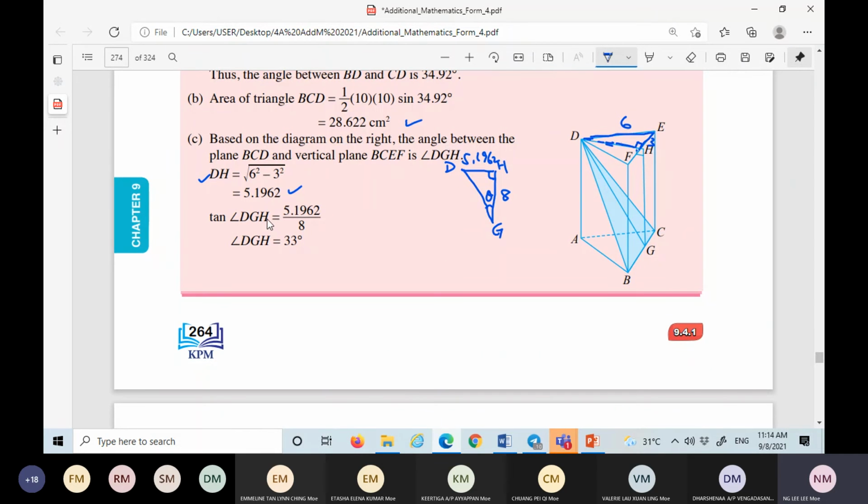Okay, next they're using tangent. Because this is opposite with this angle that you want to find, and then this is adjacent. This is hypotenuse. So O over A, you're using tangent. So O is 5.1962 divided by 8, and then shift tangent to get the answer for the angle. So this is why I say that the three-dimensional questions sometimes are not easy.